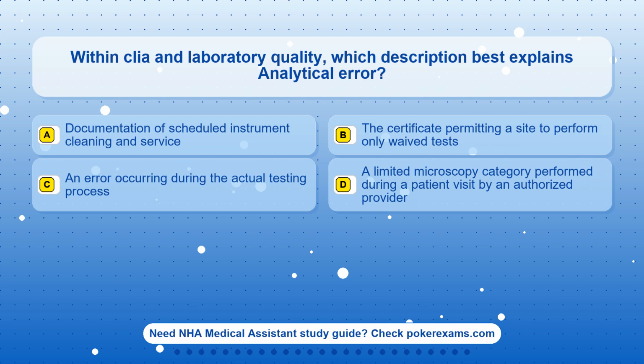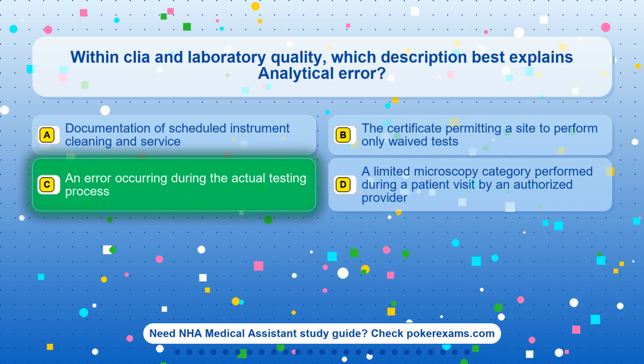Question 9. Within CLIA and laboratory quality, which description best explains analytical error? Option A. Documentation of scheduled instrument cleaning and service. Option B. The certificate permitting a site to perform only waived tests. Option C. An error occurring during the actual testing process. Option D. A limited microscopy category performed during a patient visit by an authorized provider.